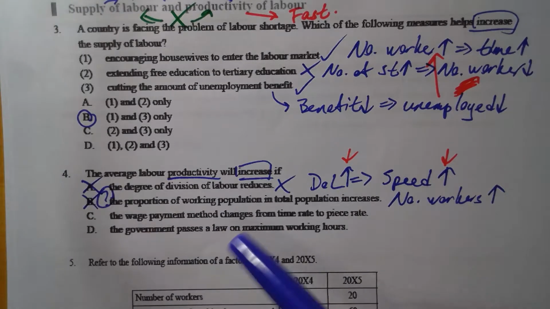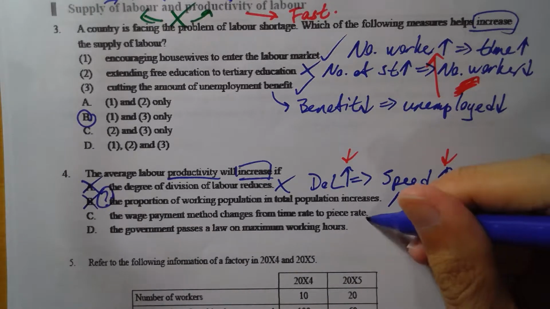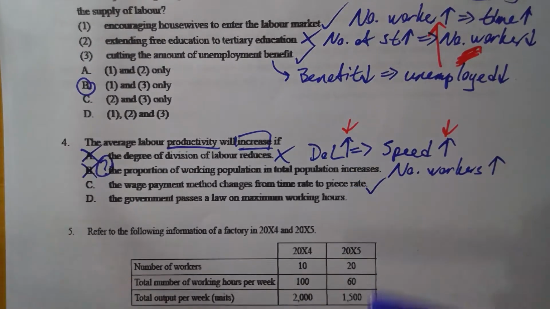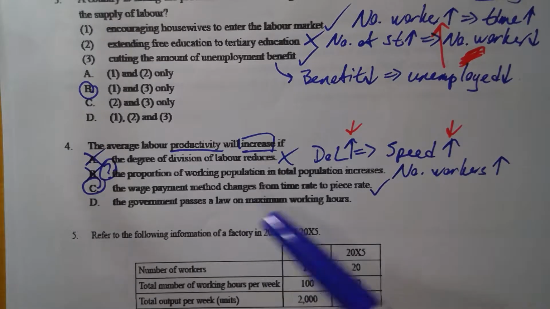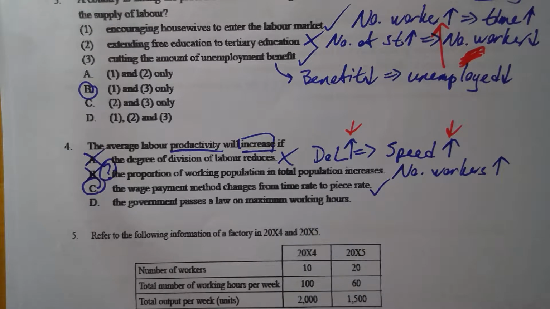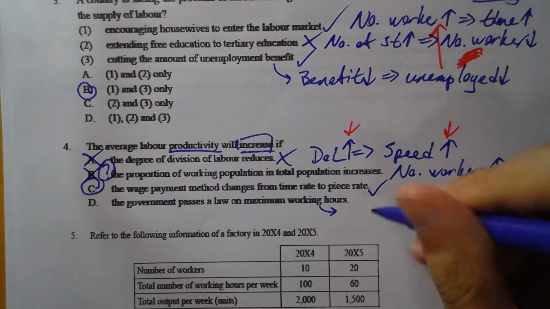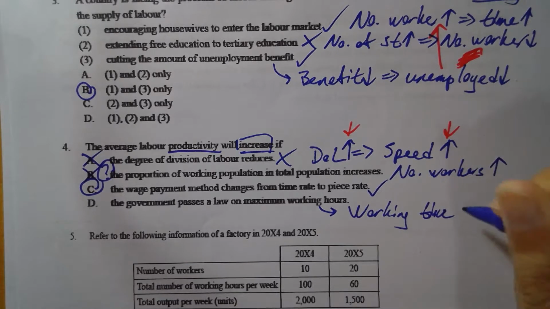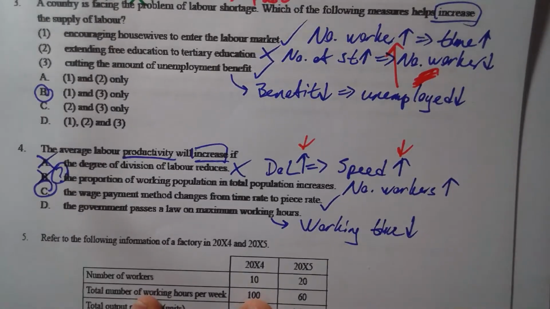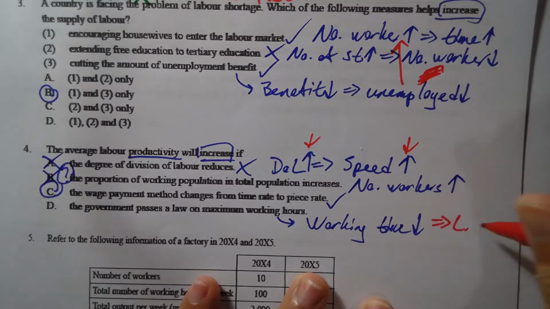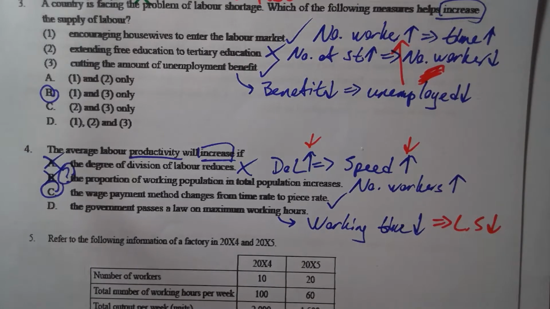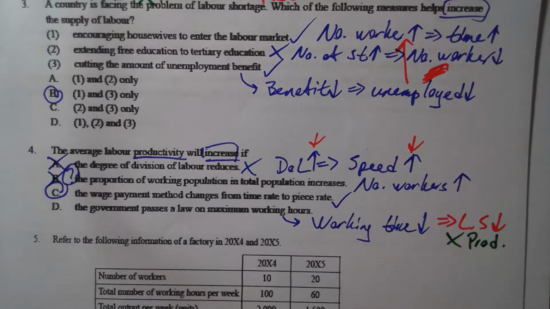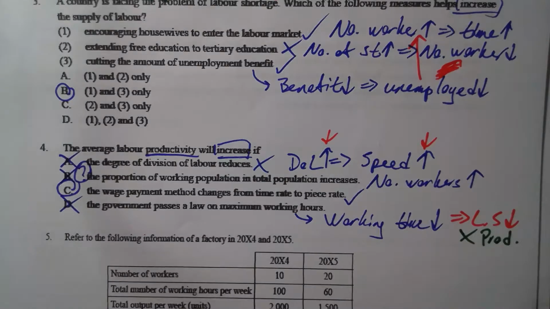Now C. Time rate to piece rate, standard answer, right? Piece rate, people will work faster so that they can earn more, right? I think this is standard answer. Now D, pass a law on maximum working hour, okay? Now again, this one concern working time, right? Working time will decrease. So, working time decrease, meaning labor supply would also decrease. But then again, labor supply, nothing to do with productivity. Mentioned again and again. Okay, so let's not waste time.